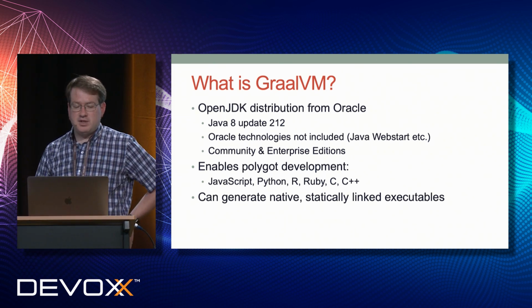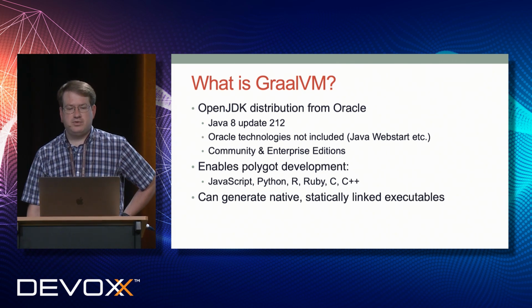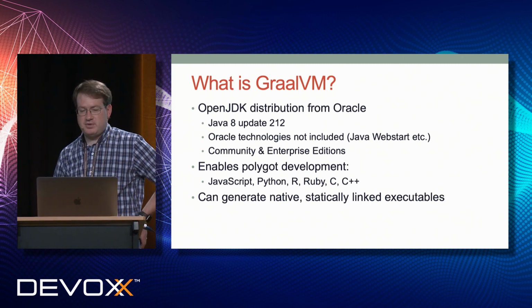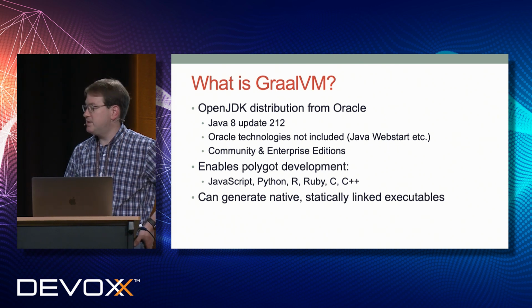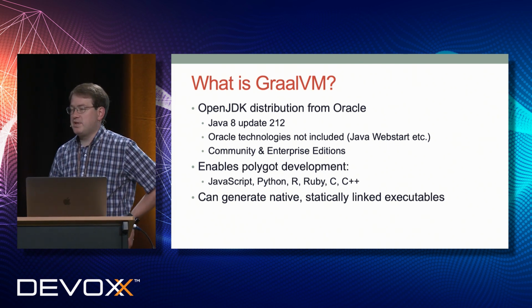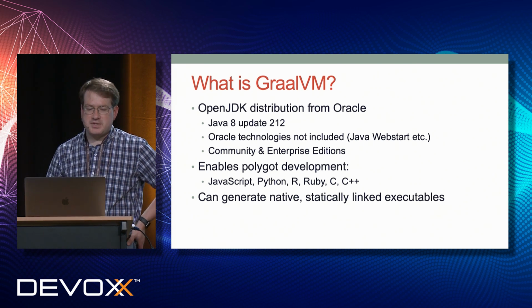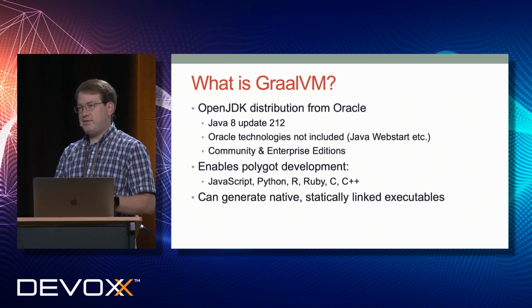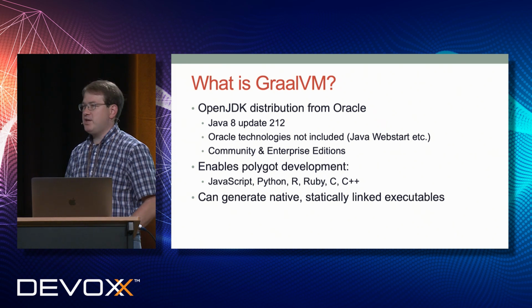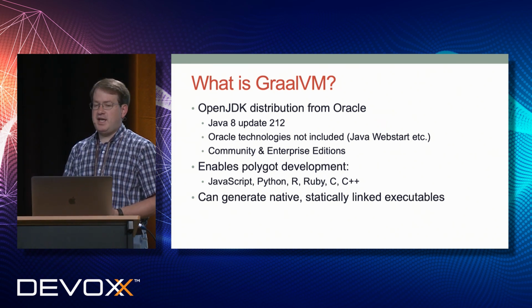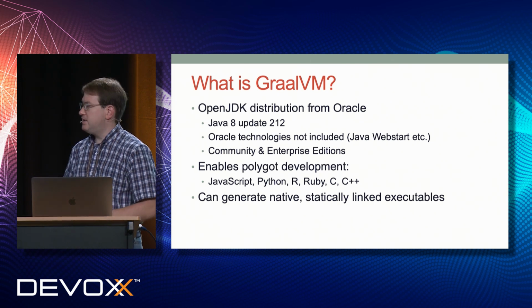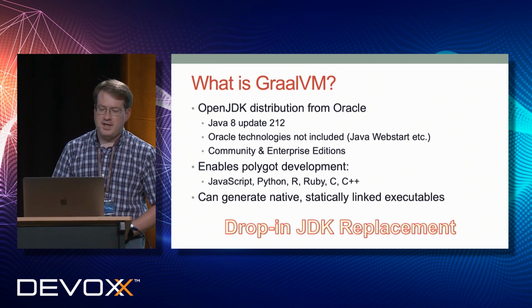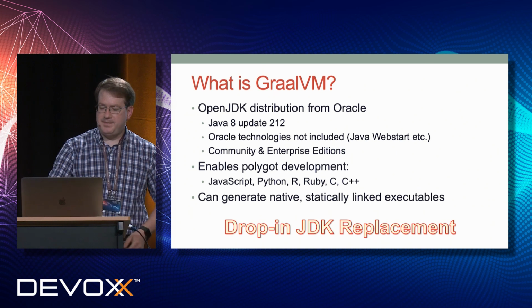GraalVM enables Polygot development in JavaScript, Python, R, Ruby, C, C++, and you can even create and add your own languages to it. There's been quite a bit of discussion online. I know that there are some people working with the IntelliJ MPS to create their own languages to run on top of GraalVM. Also, interestingly, it can generate native statically linked executables. So it can take your existing Java application and turn that into a native application where you do not require the JDK to actually run it. It is a single statically linked executable that you can copy around, deploy, and run. So it is a drop-in replacement for the JDK.